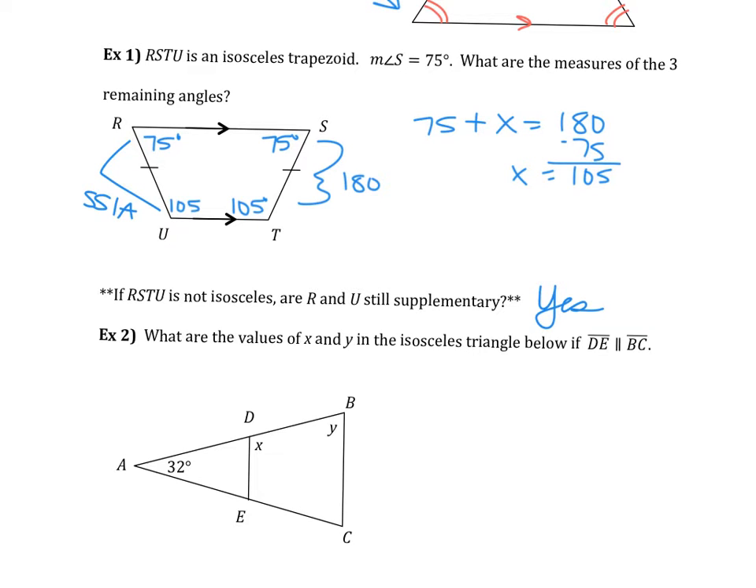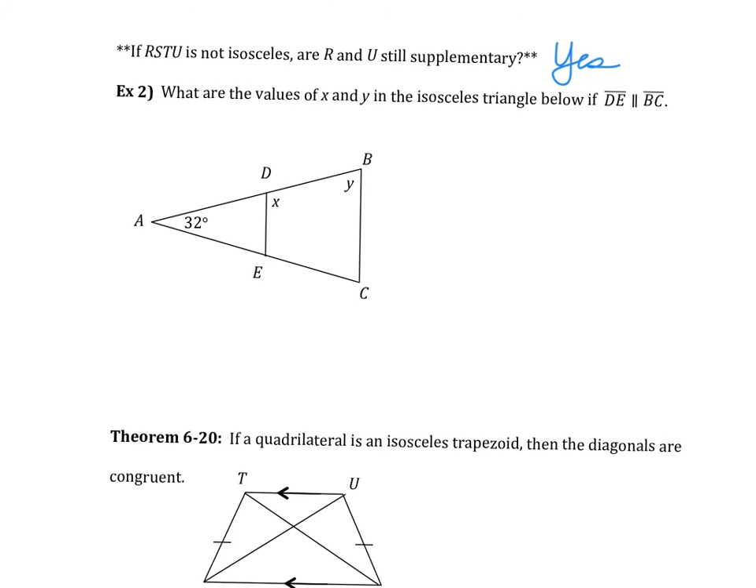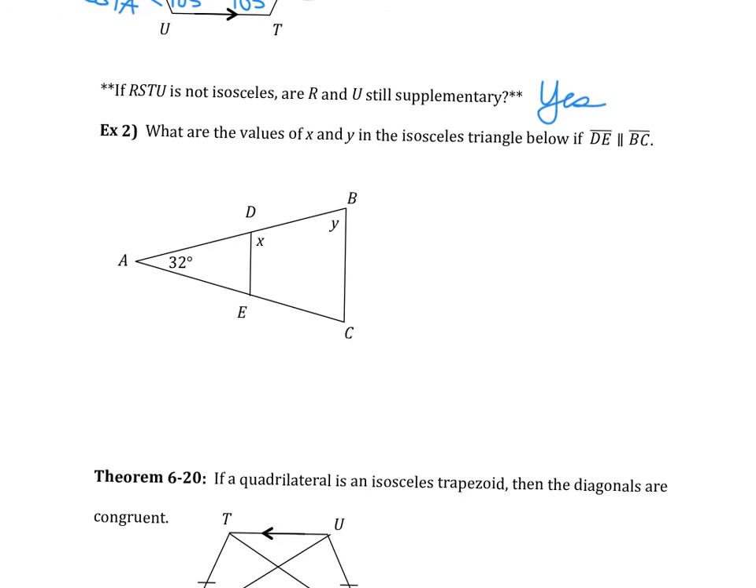All right, let's look at example 2 here then. This one says, what are the values of x and y in the isosceles triangle below if DE is parallel to BC? So here's DE, here's BC. They're telling us if those are parallel, what would our missing angles be here?